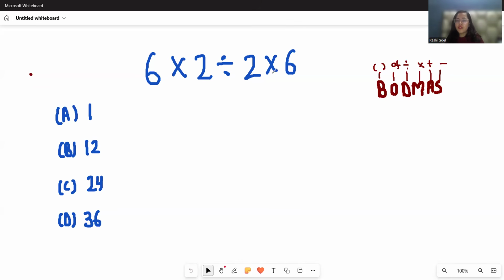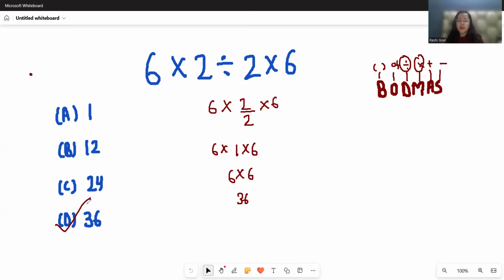So in this question, we have two operations, that is division and multiplication. So we have to give preference to division first. So 6 times 2 divided by 2 times 6. Now 6 times 1 divided by 6. 6 times 1 is 6, and 6 times 6 is 36, which is option number D.